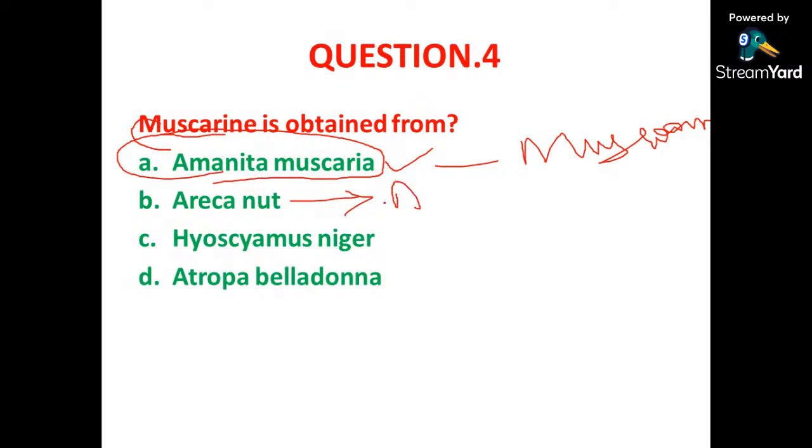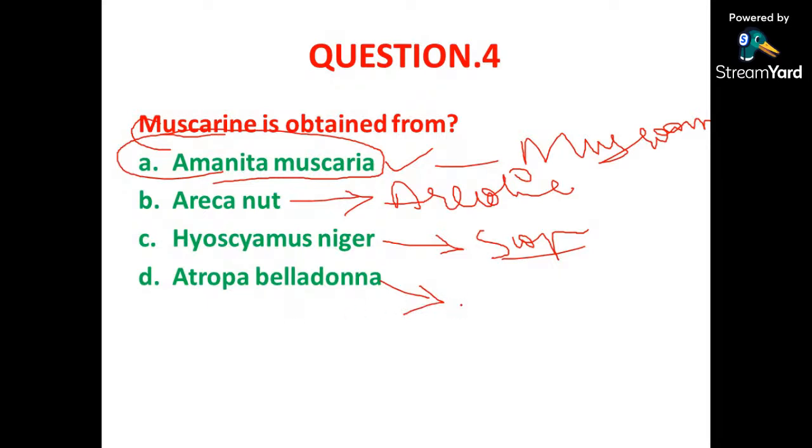Areca nut will synthesize arecoline. Even arecoline is also a cholinergic drug. Hyoscyamus niger will synthesize scopolamine, which is anticholinergic. And from Atropa belladonna we obtain atropine, a strong anticholinergic drug. Okay, Amanita synthesizes muscarine, which is a cholinergic drug. Areca nut gives arecoline, a cholinergic drug which has both muscarinic and nicotinic actions. Hyoscyamus niger produces scopolamine, an anticholinergic drug. Atropa belladonna synthesizes atropine, which is also anticholinergic.